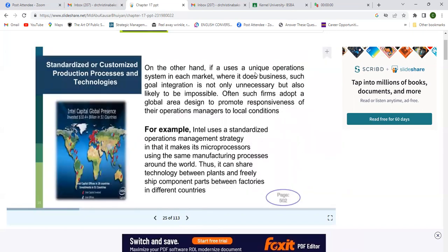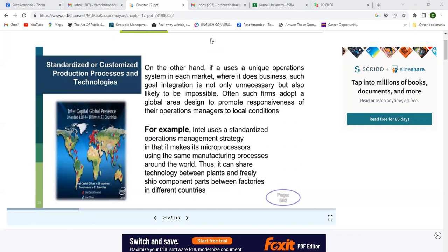We have standardized customization product processes and technologies. On the other hand, if a firm uses a unique operation system in each market, where does the business goal integration become not only unnecessary but also likely to be impossible? Often such firms adopt a global area design to promote responsiveness of their operation managers to local conditions.